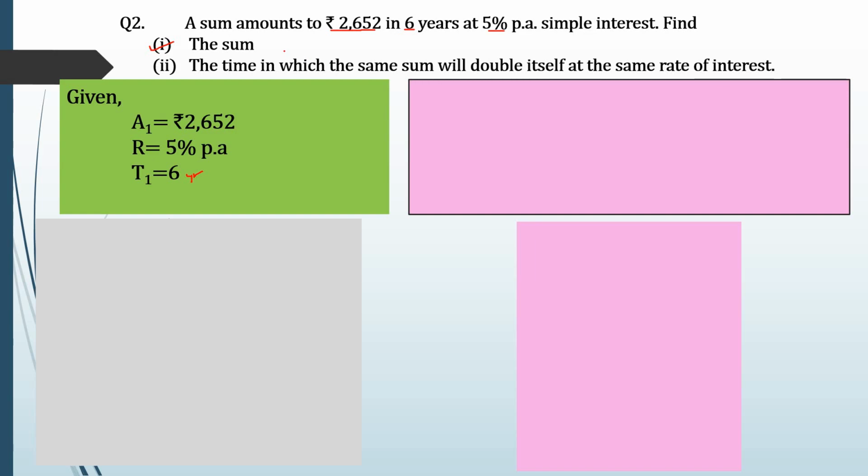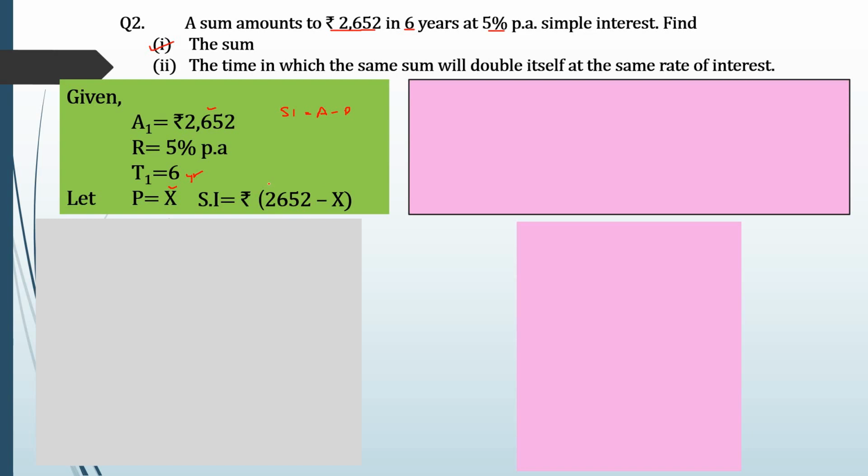Now we are not being given principal, so in such cases we'll assume principal. So let principal be rupees X. Now we have amount and we have assumed principal as X. Now SI, therefore simple interest will be how much? Amount minus principal. So we'll just write that. So simple interest is equal to amount. What is the amount? Rupees 2652 minus X. So this will be our simple interest.